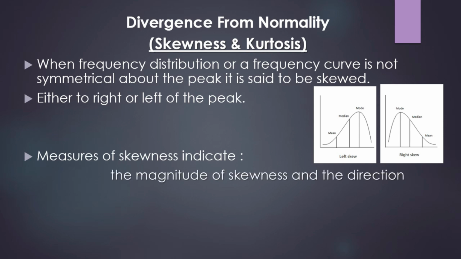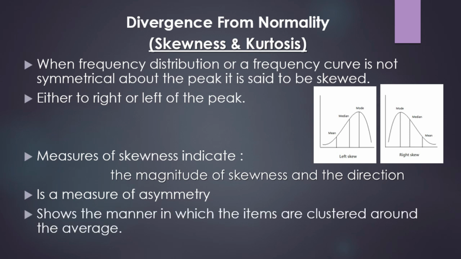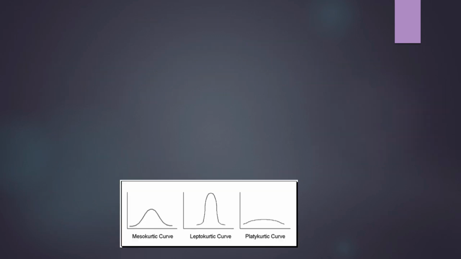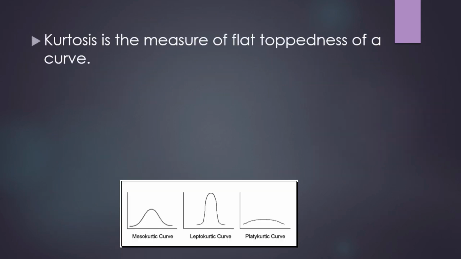Measures of skewness indicate two things: the magnitude of skewness and the direction of the bunching of scores on one side of the central tendency. Skewness is thus a measure of asymmetry and shows the manner in which the items are clustered around the average. Next we will see kurtosis.